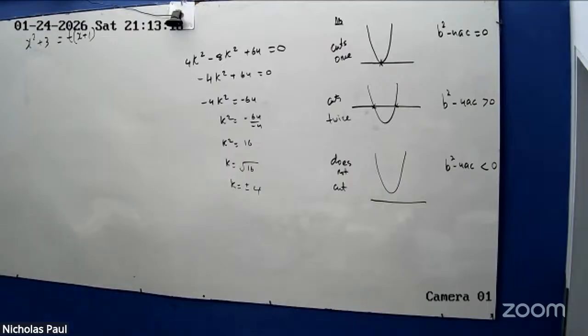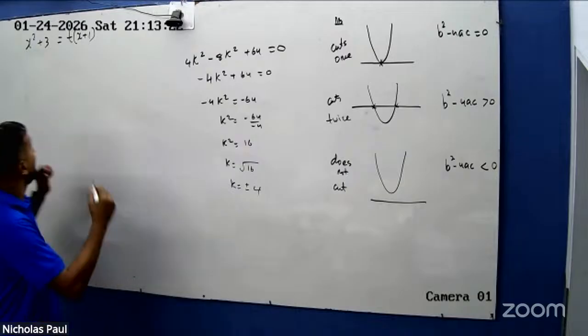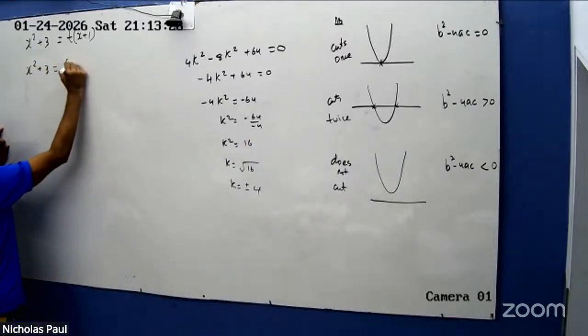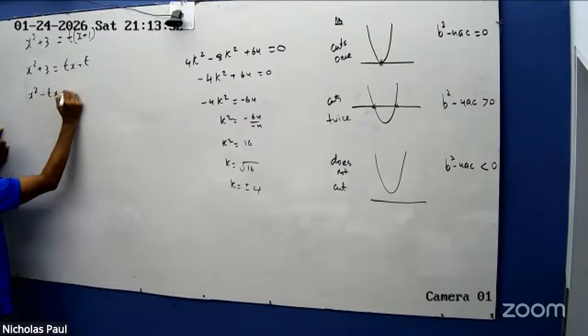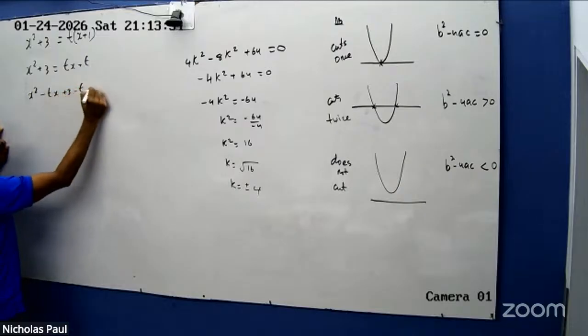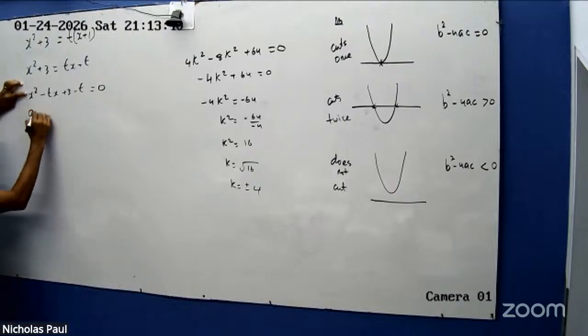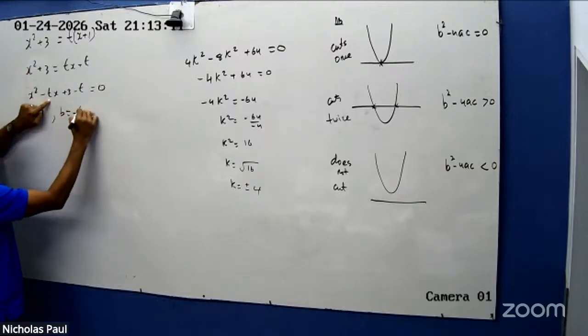Right, let's see how we are arranging one. So we have x squared plus 3 is tx plus t. Bring everything on this side. That's okay? You got that? So A is what? B is what? And C is?